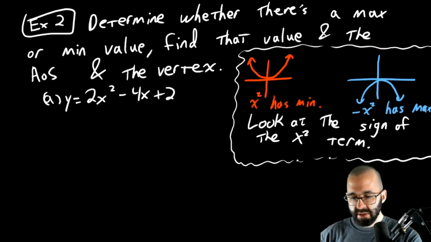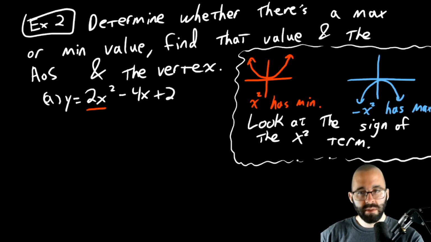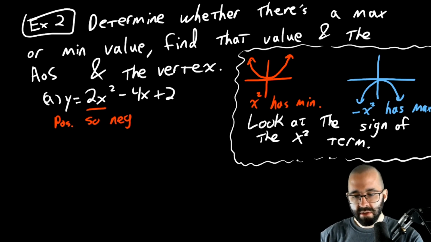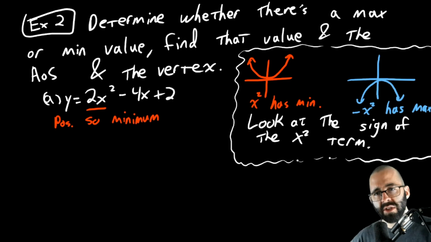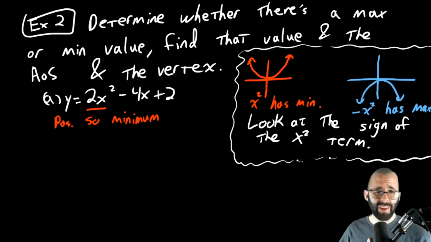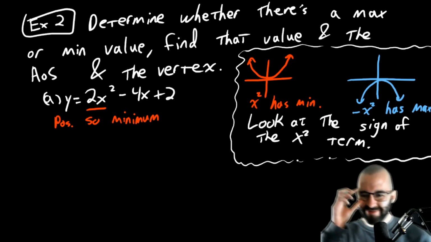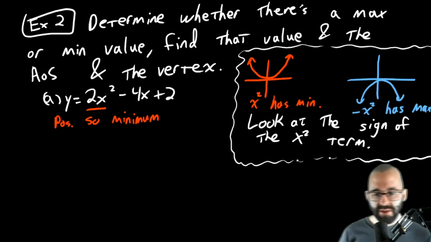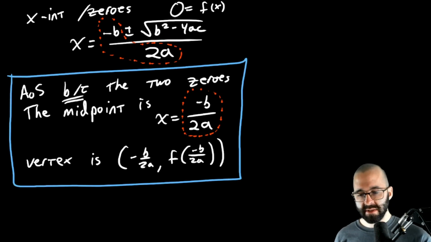So we have a positive x squared term here, so there's a minimum. What is the minimum value? The minimum value always occurs at the vertex. The maximum value always occurs at the vertex. So we need to find the vertex. How do we find the vertex?